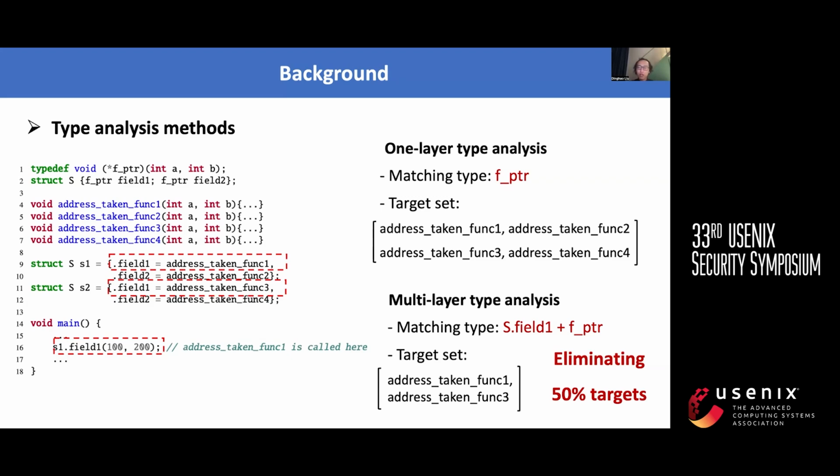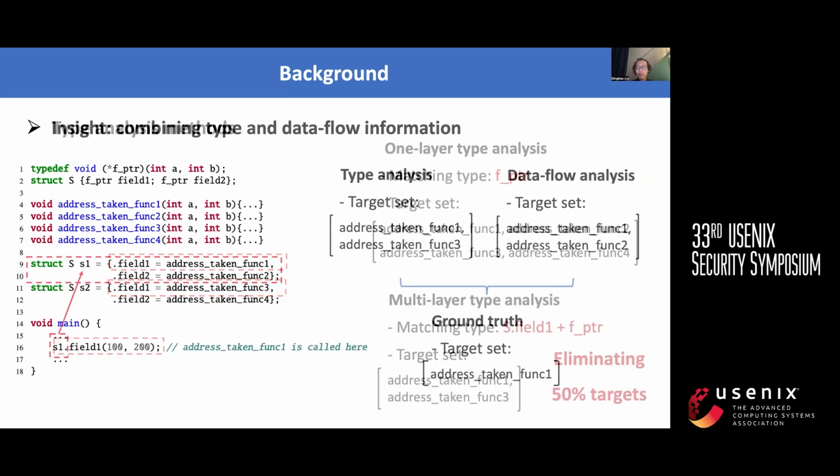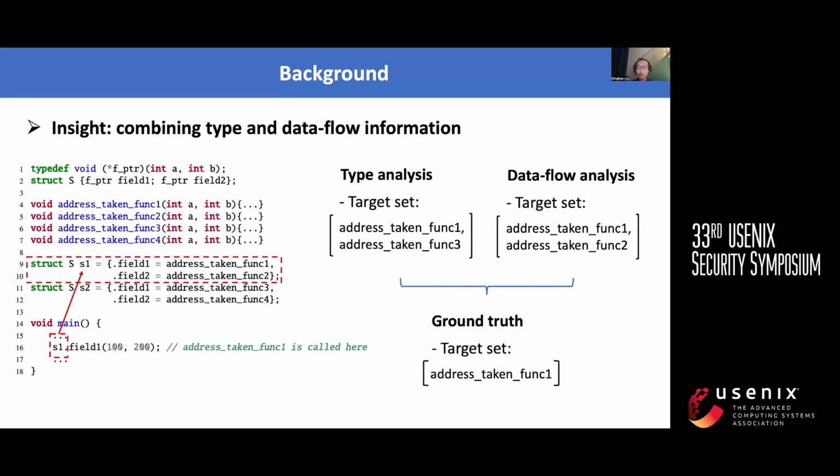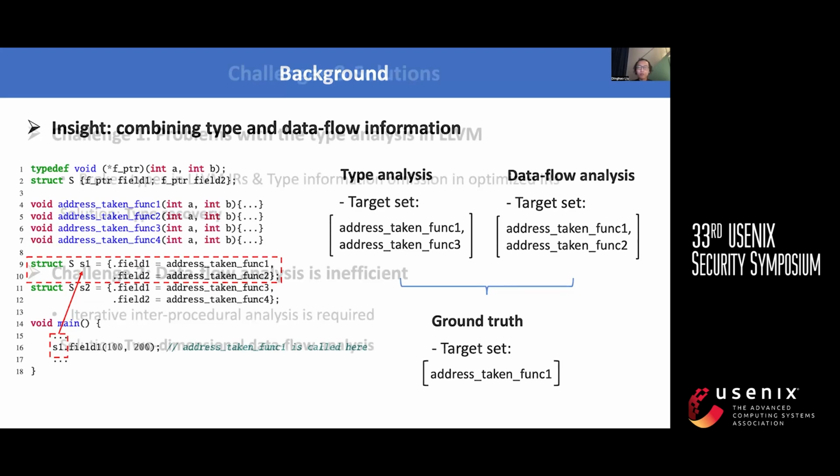However, type analysis alone is still not precise enough because we know only func1 in this example could be called. If we combine the type and data flow information, we could finally achieve the ground truth. The data flow analysis does not need to be very precise. For example, it could be field insensitive. And based on this insight, we propose the type and data flow co-analysis.